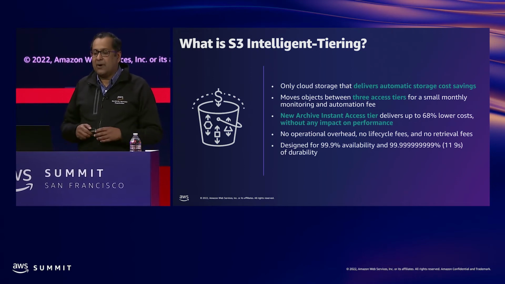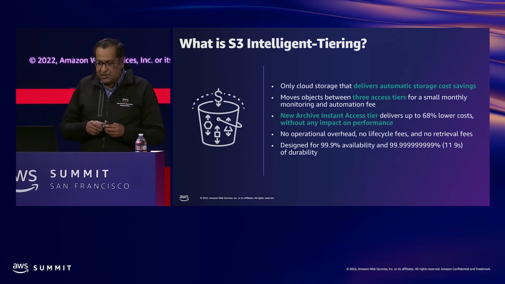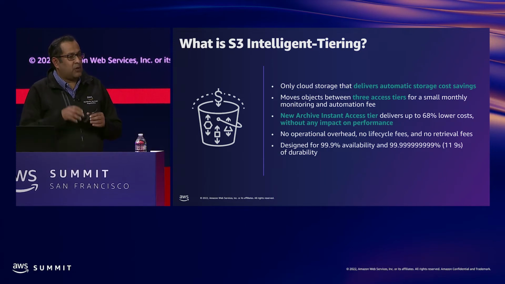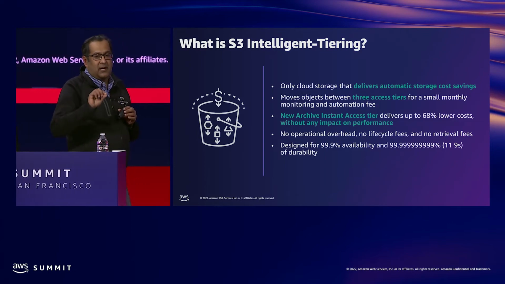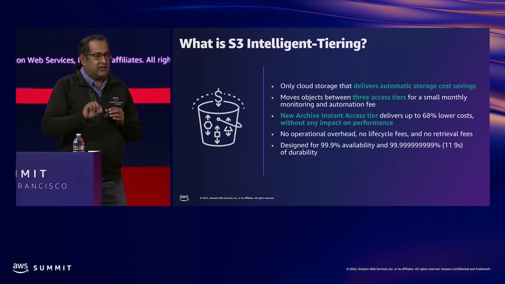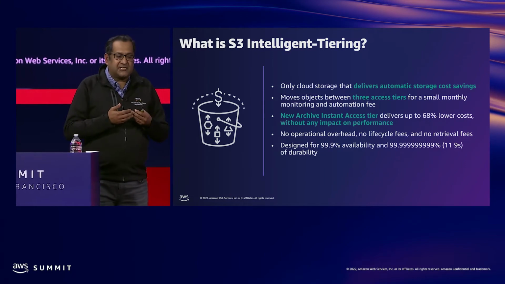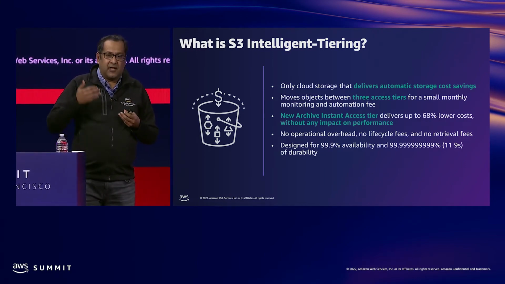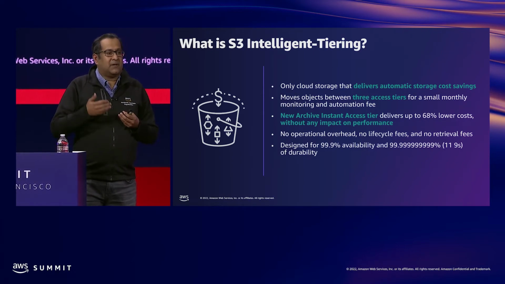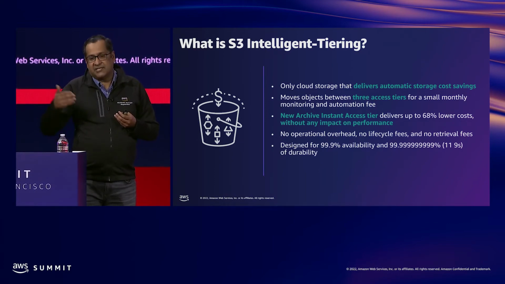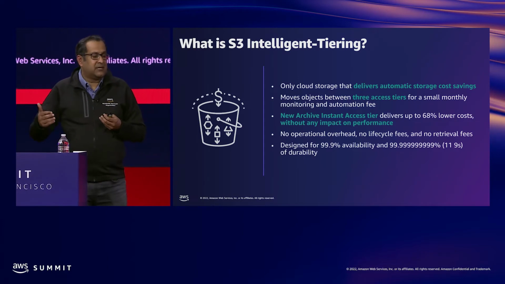So let's talk a little bit about what intelligent tiering is. Like I mentioned, it is the only cloud storage that will automatically monitor the access pattern of your data and move the data among different tiers to automatically reduce your cost over time. Intelligent tiering is a storage class, and behind that storage class, it has 5 different tiers. There are 3 tiers which are synchronous and provide you with millisecond access to your data. And there are 2 asynchronous tiers that provide you async access to your data. And I'll show you that in a bit.